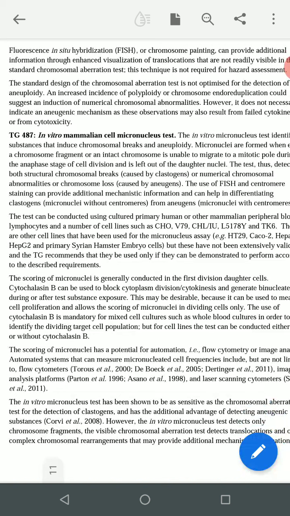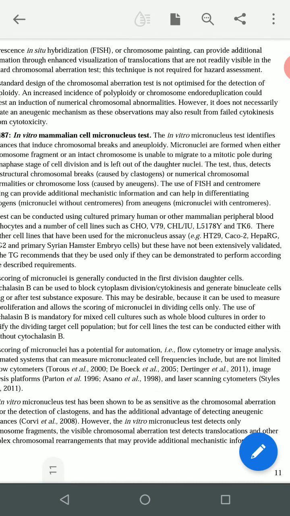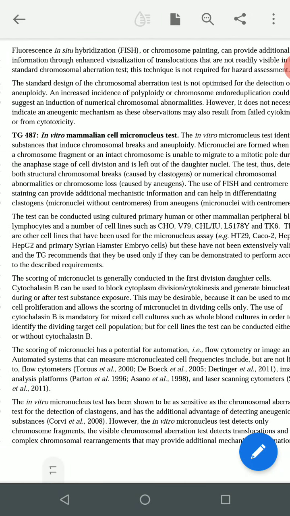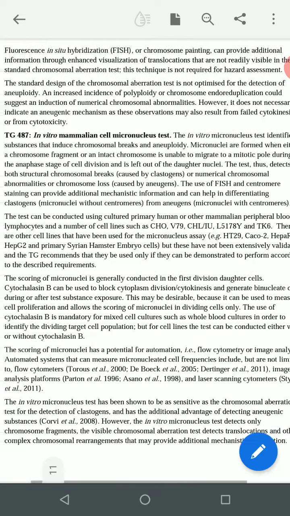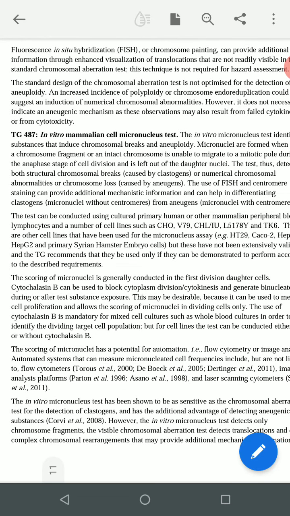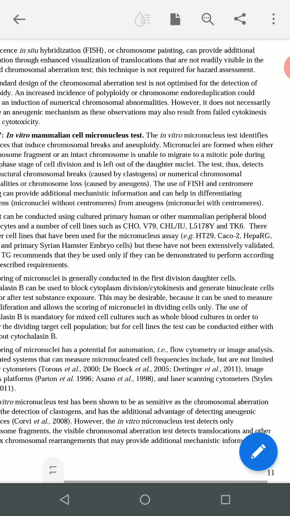Coming to the next, the second test is the in vitro mammalian cell micronucleus test. The in vitro micronucleus test identifies the substances that induce chromosomal breaks and aneuploidy. If this test can identify such substances, micronuclei are formed.